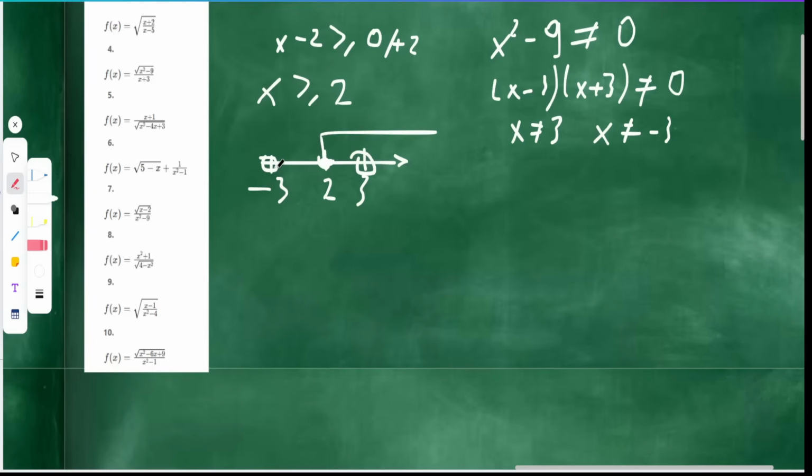Apart from that, minus 3 does not interest us, so let's write down the domain, where x belongs to the interval from closed to infinity, without a single element set in which there is 3. Let's move on to task 8.